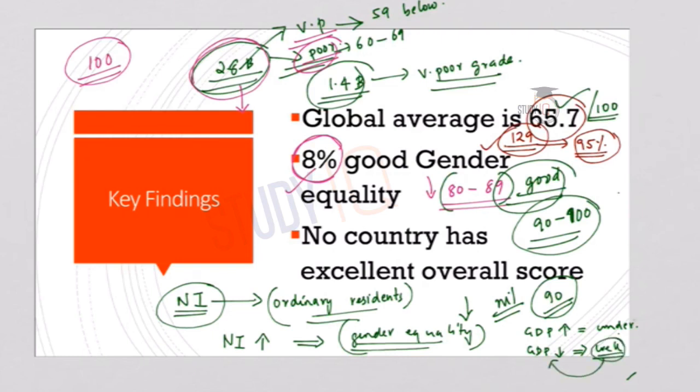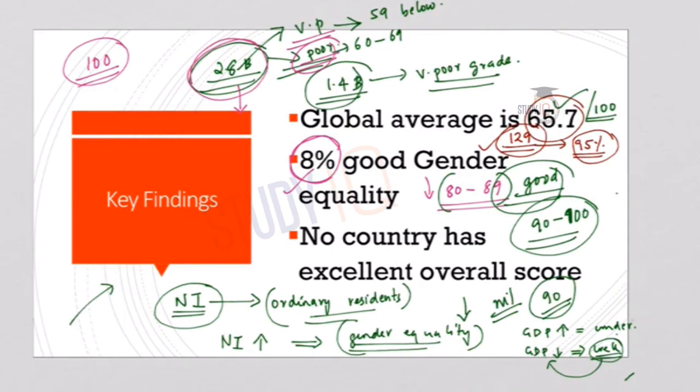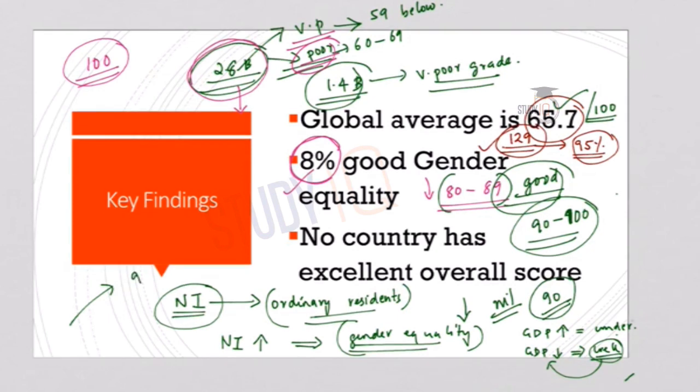So as a conclusion, the report finds that the world is so far from achieving gender equality. There is no country that has an excellent score above 90, and there is a significant proportion which belongs to the very poor and poor categories. So with that, the conclusion is that the world itself is far from achieving gender equality.